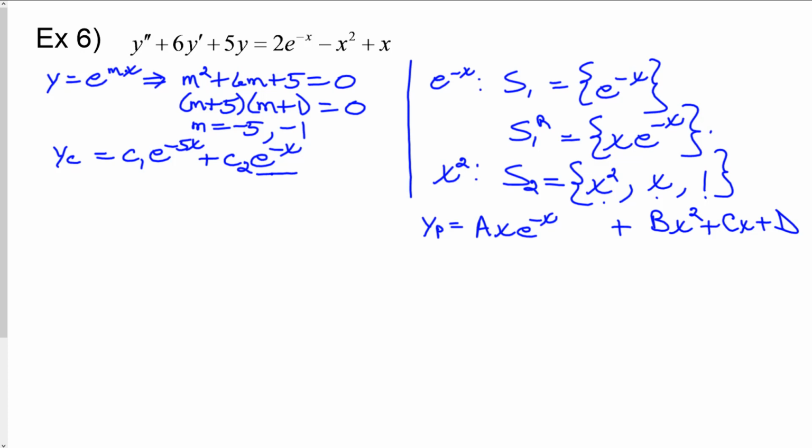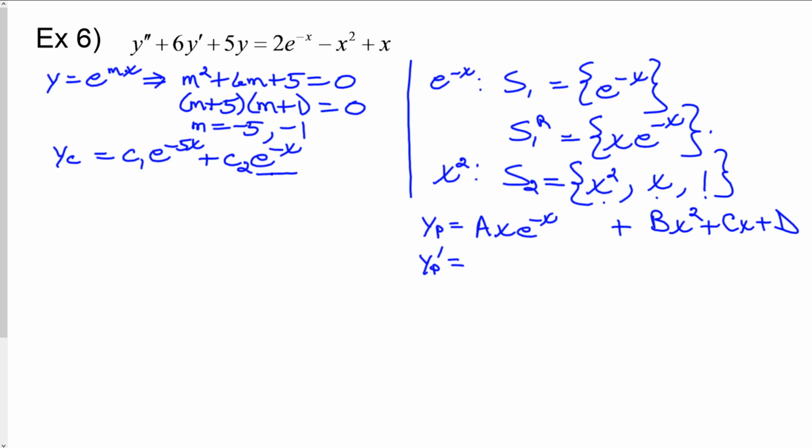Okay? Now, we have to make sure that we find specific constants, a, b, c, and d, that make y sub p a solution to the entire non-homogeneous differential equation. To do that, it must be true that y double prime plus 6y prime plus 5y equals the entire right-hand side. Therefore, I have to find y sub p prime, and once I get this, I'll have to find the second derivative of y as well.